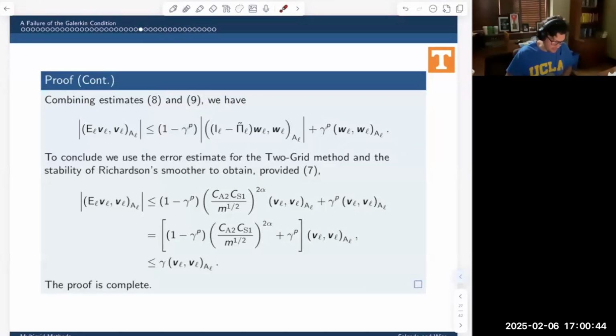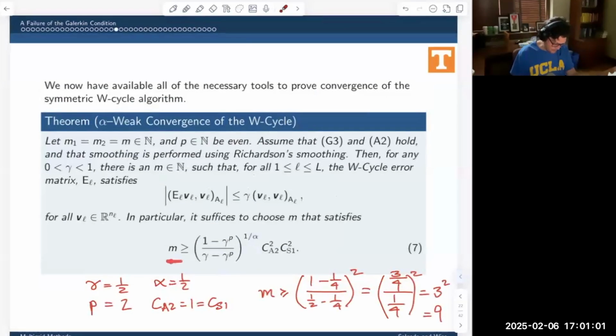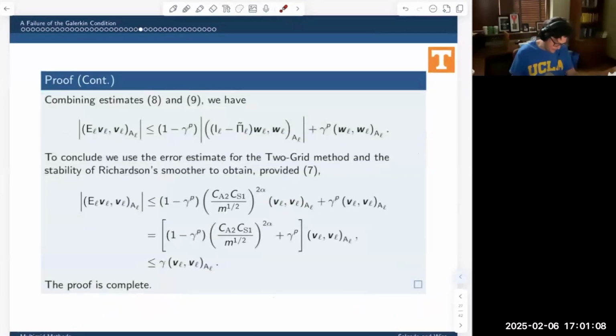So now to conclude, we're going to use an error estimate from the 2-grid method, and we're going to use the stability of Richardson smoother to obtain the result that we want, provided that 7 holds. So what was 7? 7 was my assumption about the size of M. Okay, so 7 is the size of M that I'm choosing. Provided that holds, hopefully everything is going to hold. So, right.